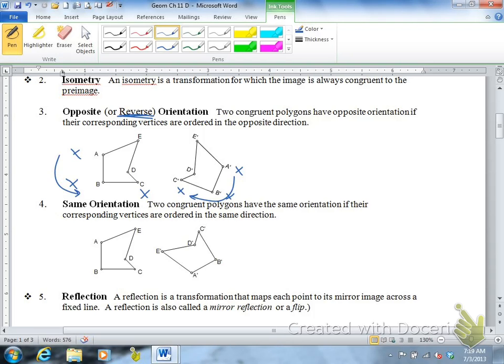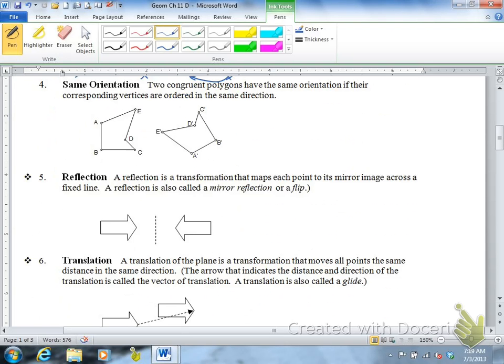So it's pretty nice. The other type of orientation is same orientation. Two congruent polygons have the same orientation if their corresponding vertices are ordered in the same direction. So a similar example, you have A, B, C going around counterclockwise. Here's A prime, B prime, C prime, going around counterclockwise. So they are ordered in the same direction.